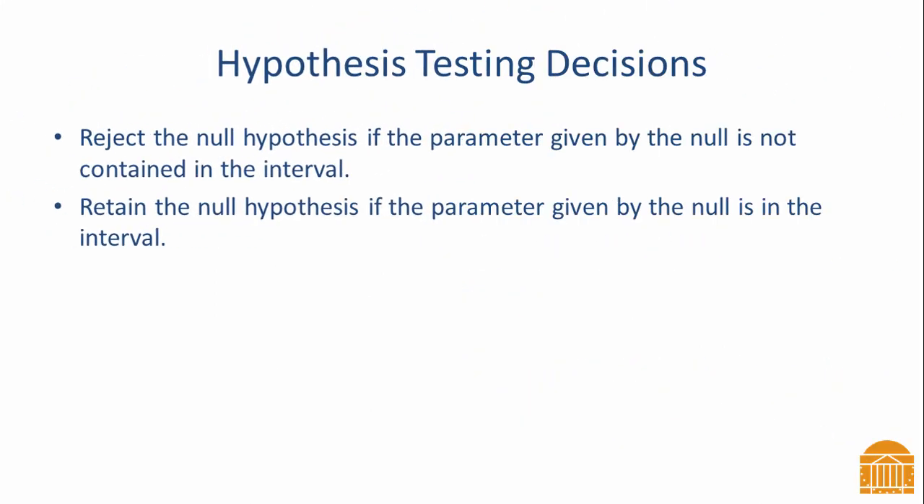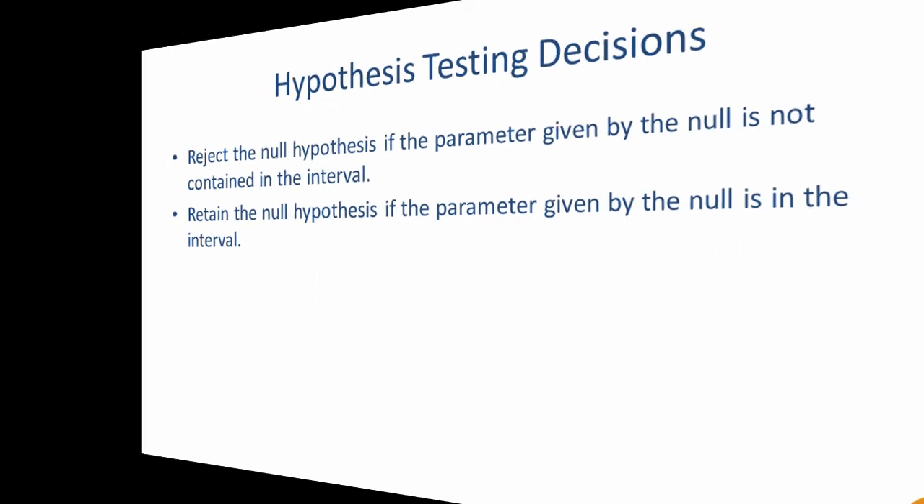Once we construct an interval, we can use it for hypothesis testing. If the parameter given by the null hypothesis is not contained in the interval, we reject the null hypothesis. So we could skip the hypothesis test altogether and just construct a confidence interval.